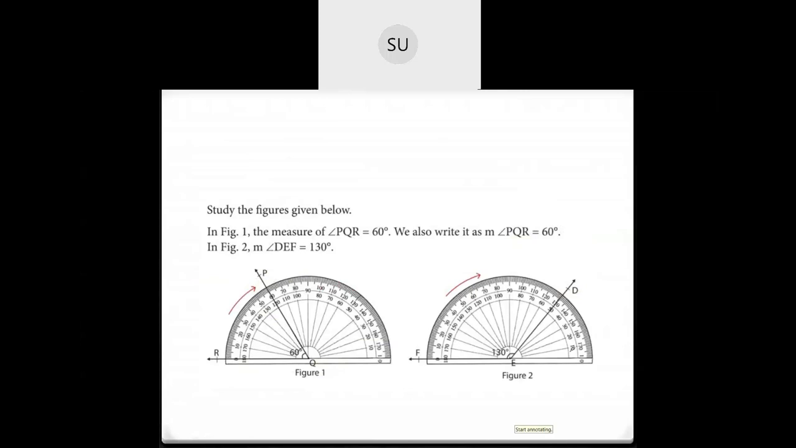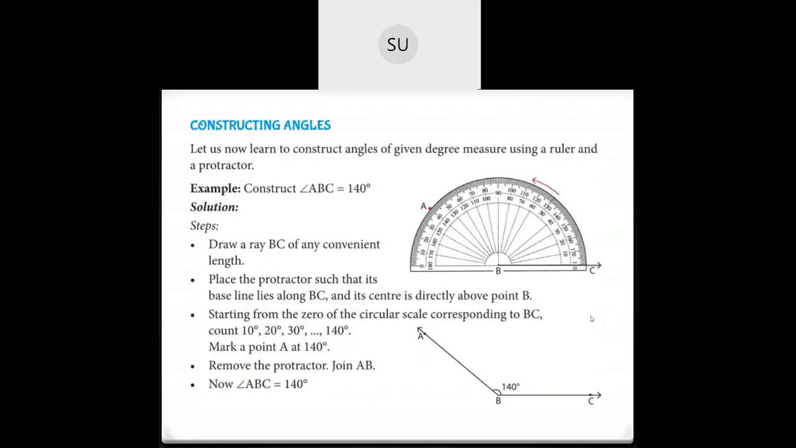Now coming to figure 2, you'll keep the protractor at point E, which is the vertex or the common point, and then you keep the baseline on the line EF. The ray on which you have kept the baseline is towards your left, so you'll start reading from the left. 0, 10, and so on. Now this ray ED is at 130 degrees. So angle DEF is 130 degrees. Alright, so this is how you measure angles.